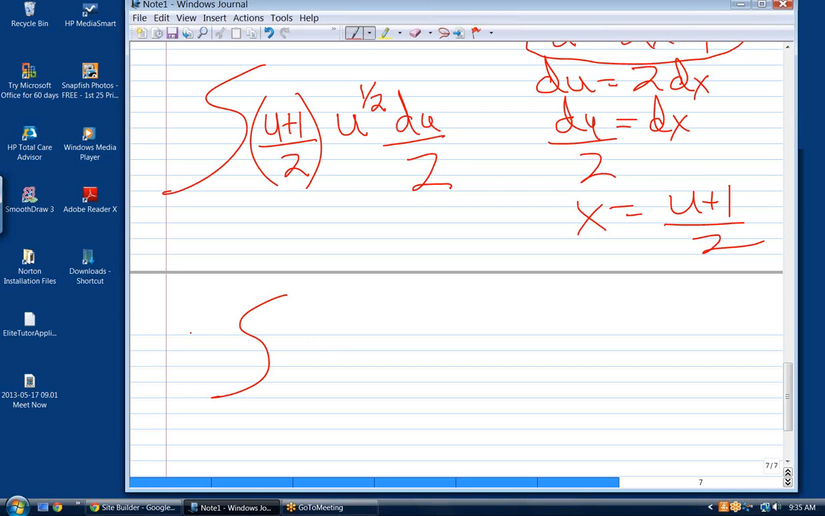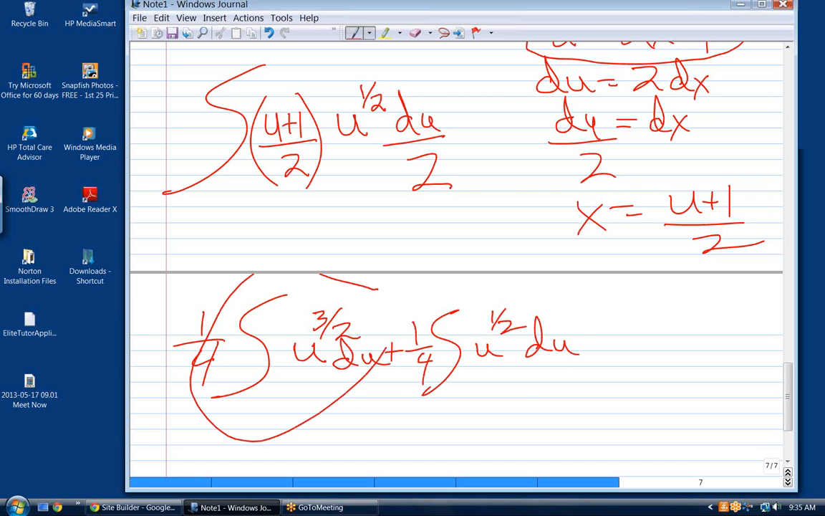Let's take these 2's outside of the integral, make everything easier, and then distribute this, so we end up with the integral of u to the 3/2 plus the integral of u to the 1/2 du. Both of them are du's. Now we can easily integrate that, and so we've solved the thing.